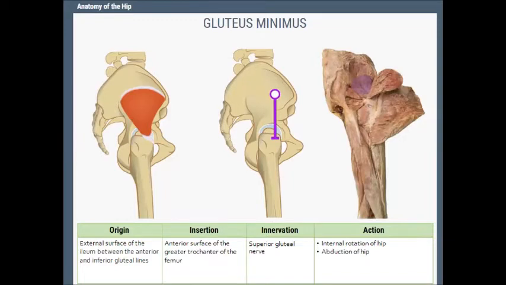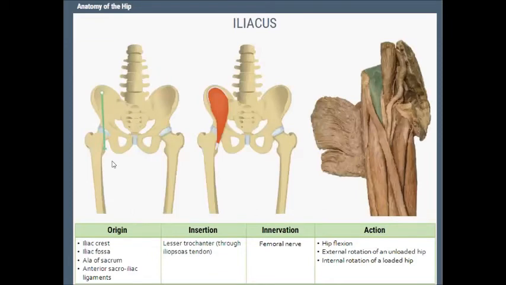Next one is iliacus. Iliacus will be in the iliopsoas muscle group. The origin will be the iliac crest, iliac fossa, ala of sacrum, and anterior sacroiliac ligament. Insertion will be on the lesser trochanter. Nerve supply will be the femoral nerve. It helps in hip flexion and external rotation of the unloaded hip. Loaded and unloaded hip we have previously studied in the previous lecture. Internal rotation of the loaded hip.